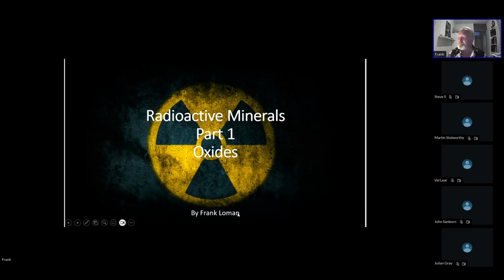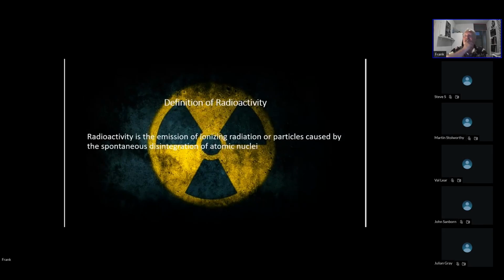So radioactive minerals, part 1, the oxide group, which is actually group 4 of the Strunz classification table, which includes not only oxides but hydroxides, tellurides, selenides, vanadides, and things like that. First of all, the definition of radioactivity.